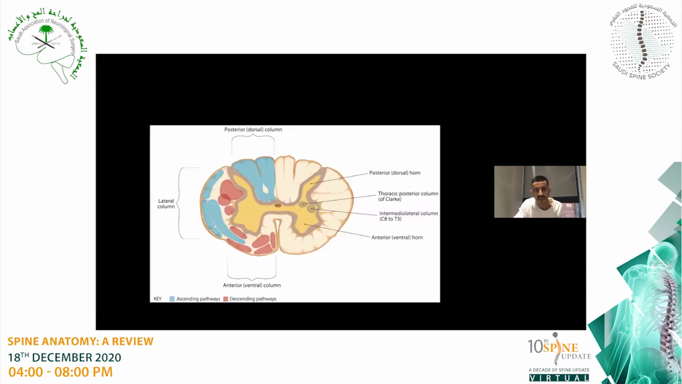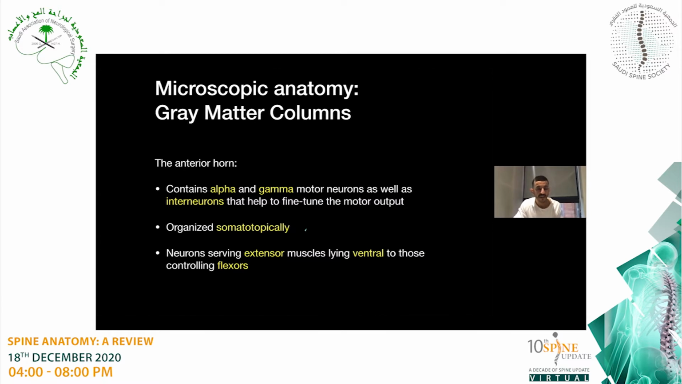So this is just an example to show you a cross-section of the spinal cord. As we said, we have the anterior horn, posterior horn, lateral horn, and the funiculi: anterior, lateral, and posterior. We'll talk about some important information about the anterior horn, a little bit about the posterior horn, and the lateral horn. The anterior horn contains motor neurons, alpha, gamma, and interneurons.